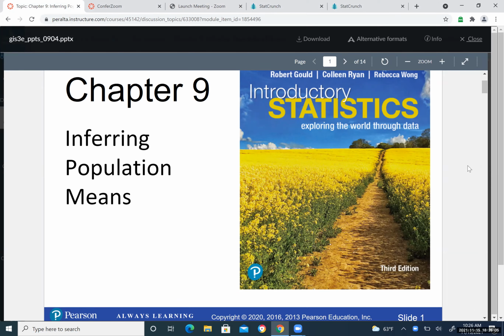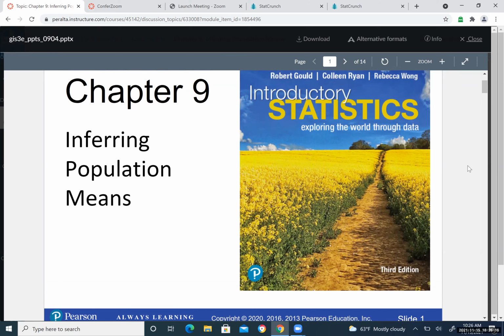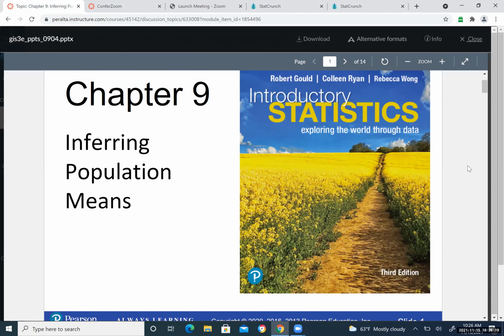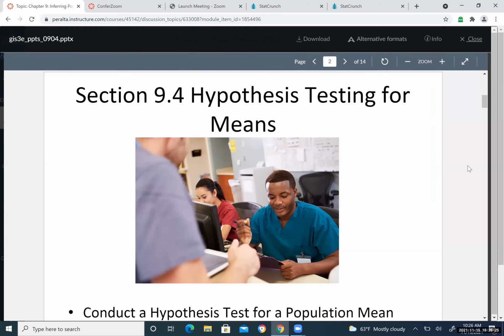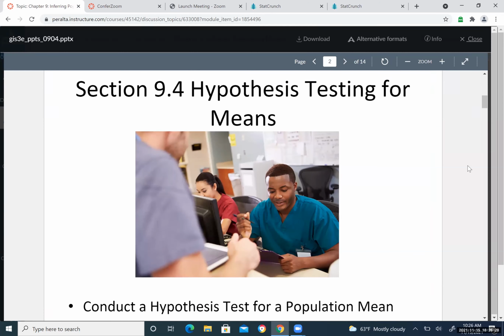So for this section 9.4, you were learning about the hypothesis test for one sample mean. So right here, in the whole chapter 9, you learn about inferring population means, right? But for 9.4, you're learning about hypothesis testing for means, for only one mean. Because in 9.5, I will teach you how to work with two sample means, not one. So this is only one.